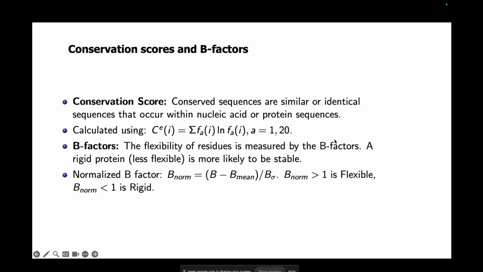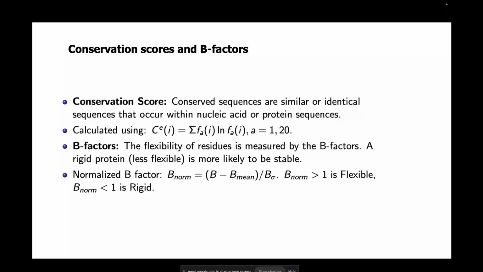Yeah. So there are other conservation scores also associated with it. Like we can look at B factors, which we have already discussed earlier. It tells you about the flexibility of the residue in terms of B factor. If you have a less flexible protein, it is likely to be more stable. If you have a more flexible protein, it is likely to be less stable.